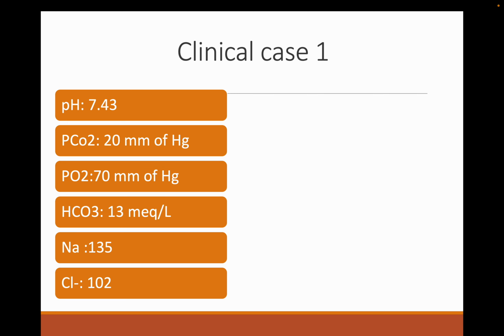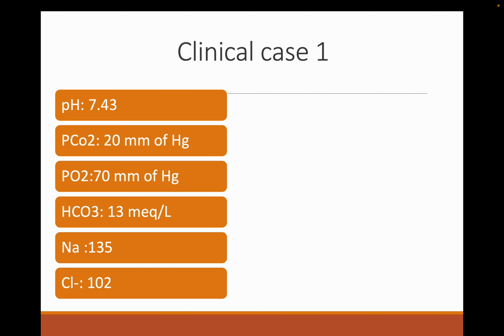So once the anion gap is calculated, you divide into HAGMA and NAGMA. Before doing this, you check the albumin level also. You correct the anion gap for albumin. For every 1 gram decrease in albumin, there is a 2.5 milliequivalent decrease in the anion gap. So before interpreting it, you check the albumin levels also.